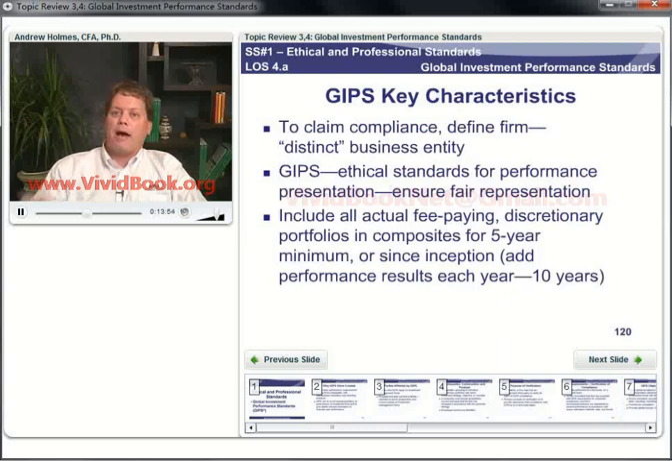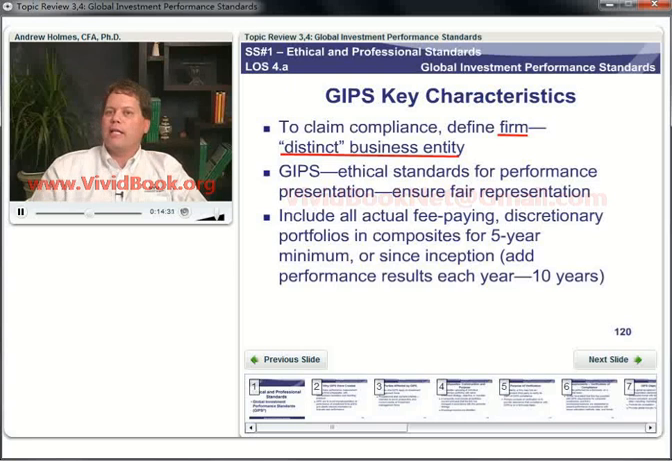Let's talk about key characteristics. So the key characteristics of GIPS here, to claim compliance, we have to define what the firm is. And the firm is a distinct business entity. You can think of this as the business that is held out to the public. So if you look at the big players in the financial industry, well, there's so much cross-breeding and ownership and those types of things. But in the end, you have to decide what is the business entity that is held out to the public. That is the firm, and compliance has to be done on a firm-wide basis.